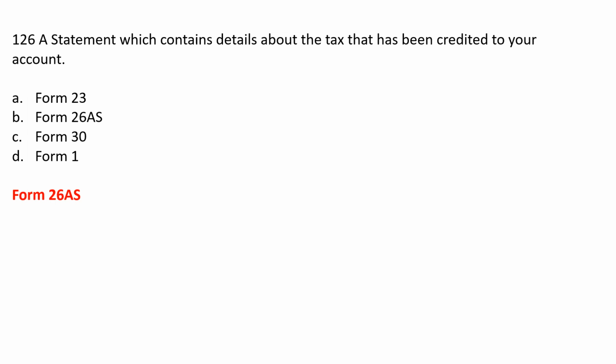A statement which contains detail about the tax that has been credited to your account. Option A Form 23, Option B Form 26AS, Option C Form 30, Option D Form 1. The correct answer is Option B, Form 26 Accounting Standard. A statement which contains detail about the tax that has been credited to your account is in the Form number 26 Accounting Standard.